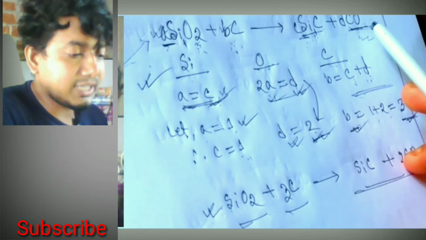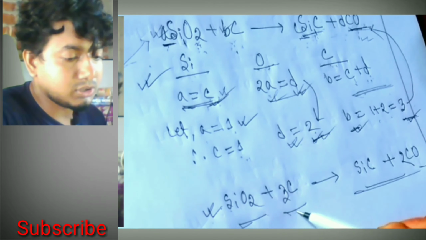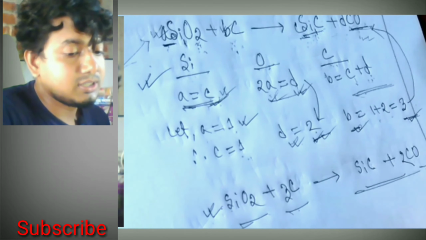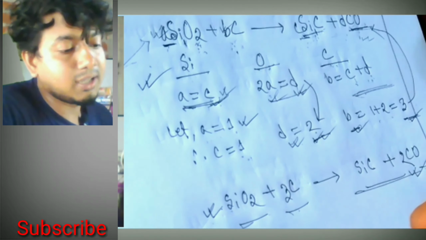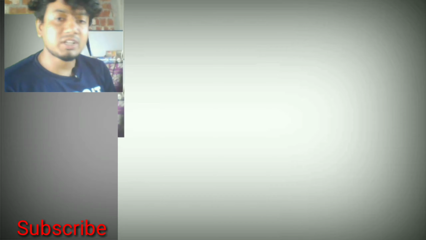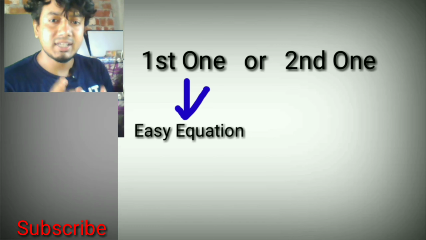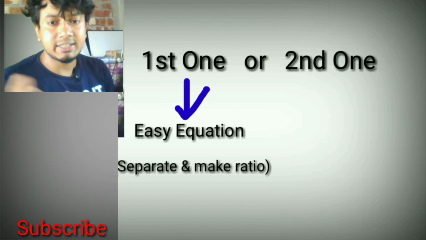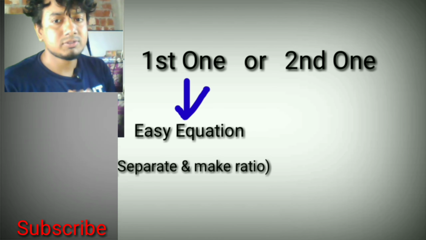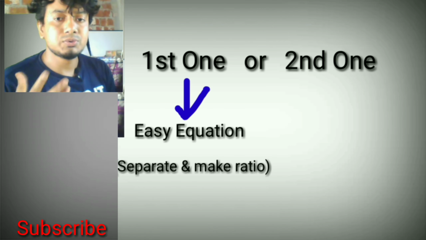These values will be put in the equation, and we will find silicon dioxide, 3 mole carbon, 1 mole silicon carbide and 2 mole carbon monoxide. This is the balanced equation. So this is another way to balance any kind of chemical equation. So which one is better, first one or second one? I think the first one is for easy equations, and the first one is just separating the elements and getting the ratio of the reactant and product. Then put those values to the reactant and product, and you will balance the equation.